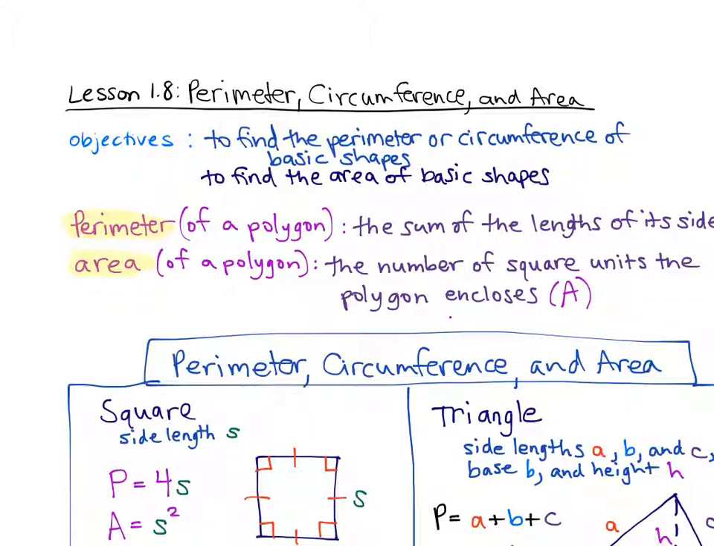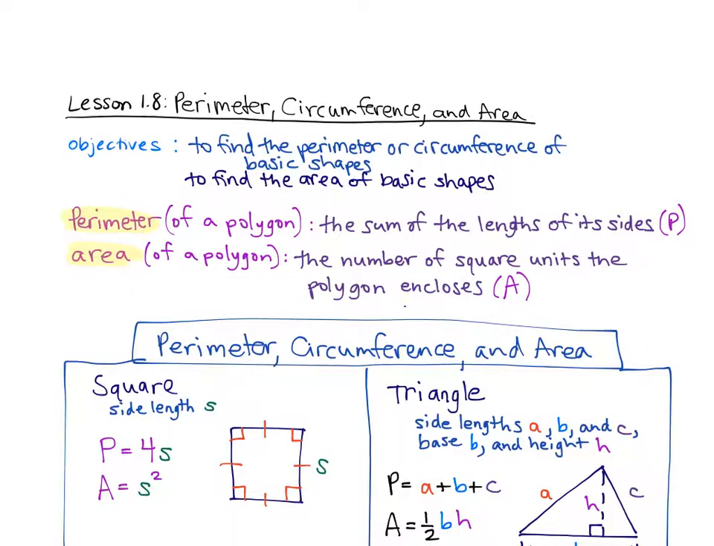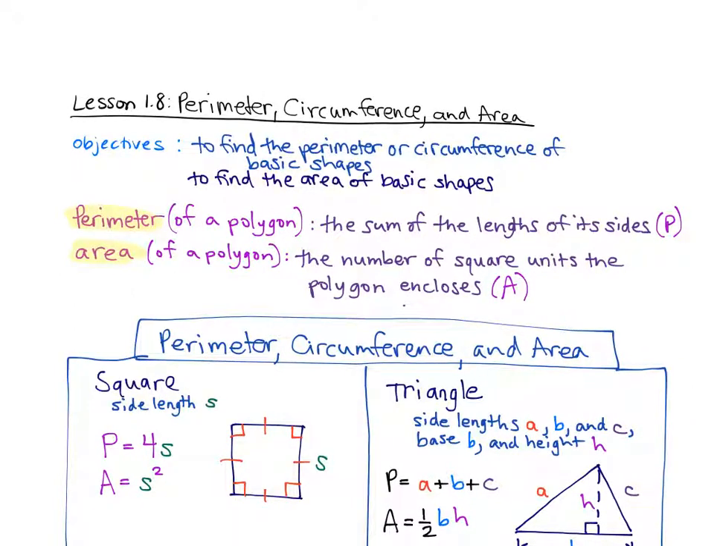So the perimeter of a polygon is defined as the sum of the lengths of its sides, kind of like the fence around an area. And then the area is the number of square units that is enclosed within the polygon.